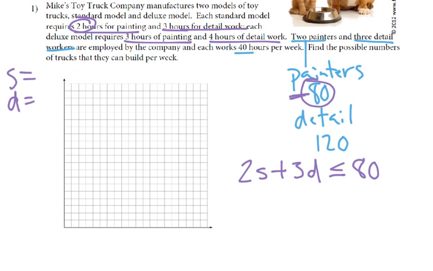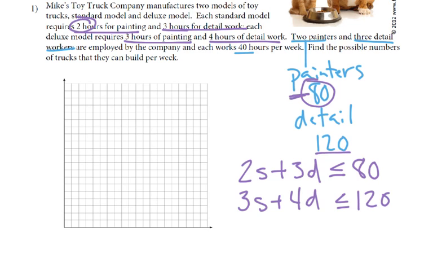Erase that out of our way. Okay, then for the detail, we've got 120 hours that it can't be bigger than. And for the standard model, it's 3 hours, so 3 times S, plus for the deluxe, it's 4, so 4D. It has to be less than or equal to 120, because those hours matter. Okay, so now we can graph these.